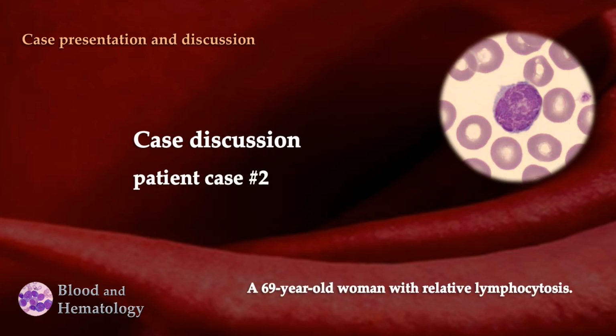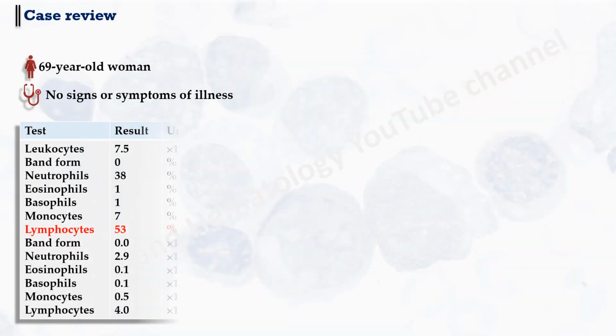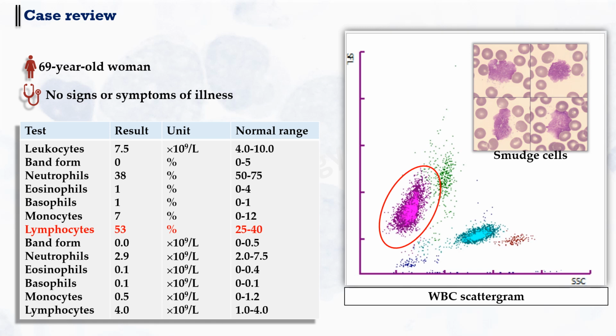In this video the patient case number 2 will be discussed. A 69-year-old woman with relative lymphocytosis and few smudge cells in the peripheral blood smear was presented.